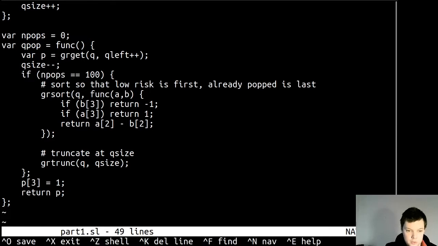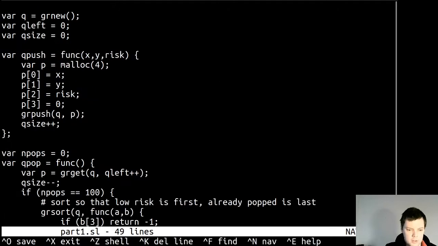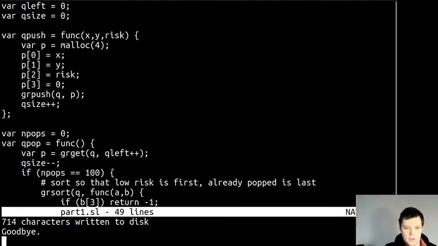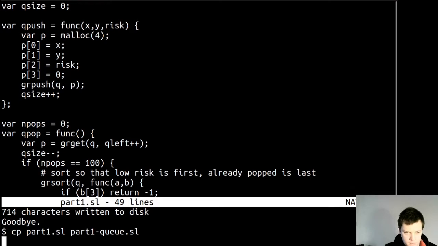Okay, well, we'll stick with this for now. It feels like that might be better. Yeah, I'm going to say that's better. So we might have to do several iterations over the grid, but that'll be okay. What I'm going to do is copy part1.sl to part1q.sl, because if that Q thing actually turns out to be useful, then I want it. But we'll throw that away now.